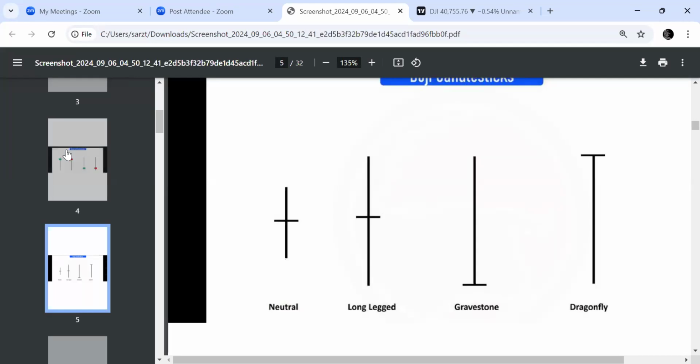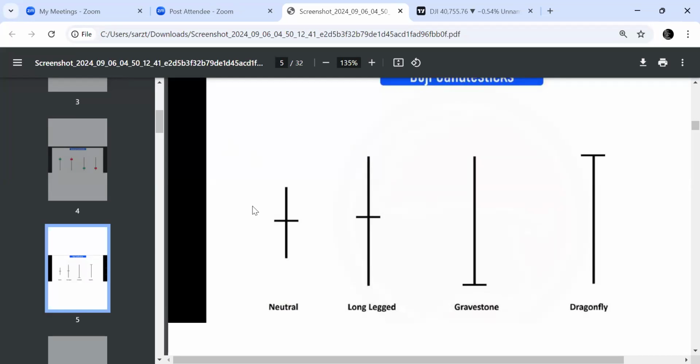For example, in wick candles, if the wick is higher on the downside and smaller on the top side, it is bullish. And if the wick is higher on the top side and smaller on the bottom side, it is bearish. That's how the psychology works. There can be n number of names, but if we remember the psychology, it will be easy for us to understand.